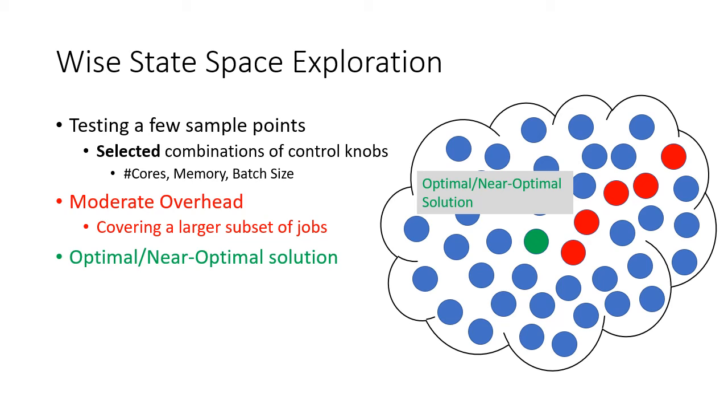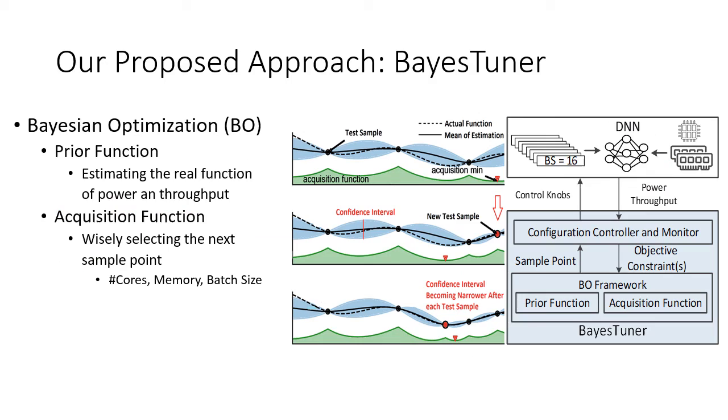Moreover, the way that the sample points are selected directly affects the quality of the solution. So, we need a mechanism that is able to select the sample points wisely. To this end, we have designed and implemented BayesTuner. It leverages Bayesian optimization to select the sample points and find the solution in a reasonable time.